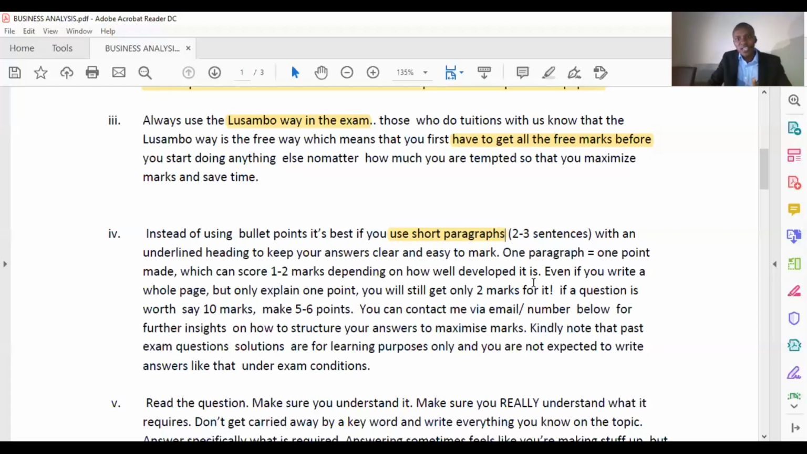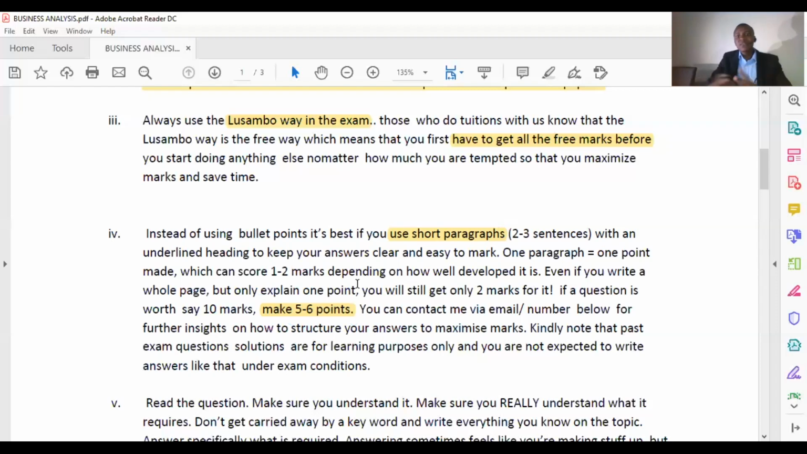But to do that, I must mention that this requires discipline. You must be disciplined at the exam, follow time, don't rush, don't panic, think through things. If your question is worth 10 marks, please make 5 to 6 points. And I've indicated here in the PDF, make 5 to 6 points if the question is worth 10 marks.